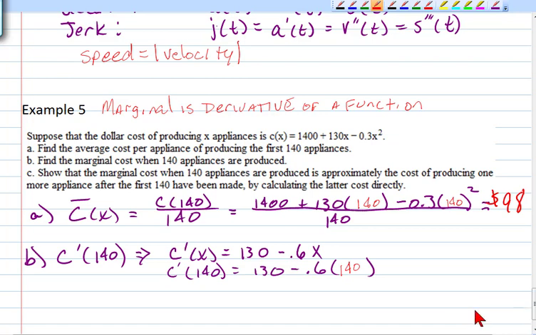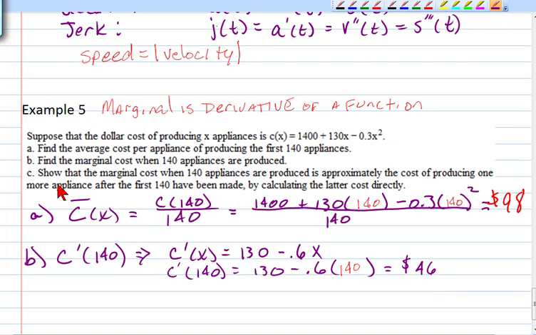Okay, and when we punch this into our calculators, what are we going to get? I believe it's $46. This means that when you produce 140 items, your rate of change of your cost is going to be $46 per the next item produced. So that's the rate of change of the cost when you produce 140 items.